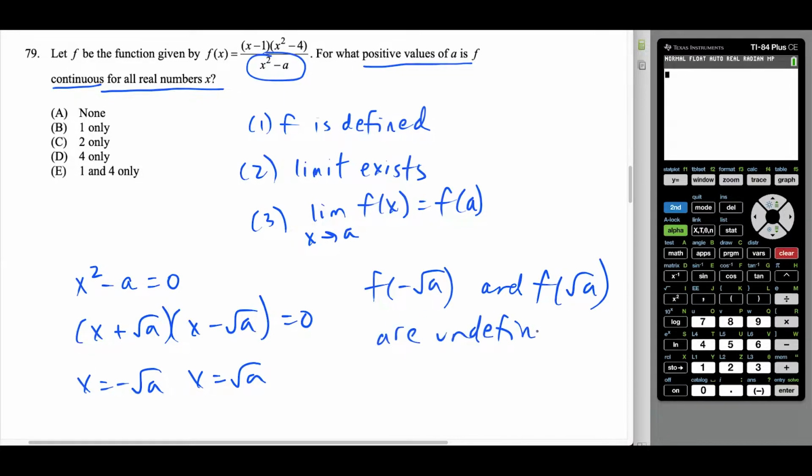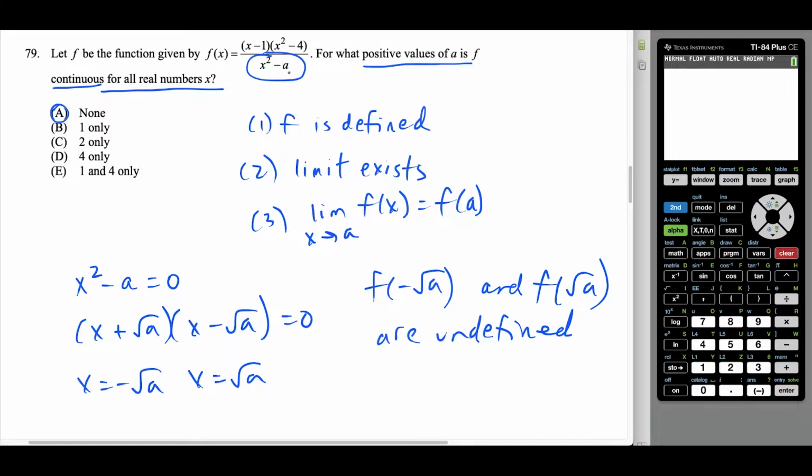So if we need to find a positive value of a, this tells us right away that no matter which value of a we choose, if we plug in negative square root a or positive square root a, our function is going to be undefined. So it's going to be choice A.